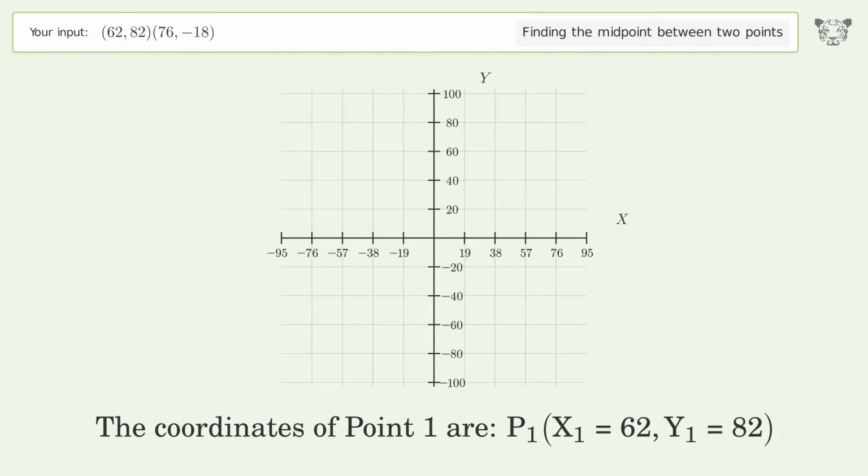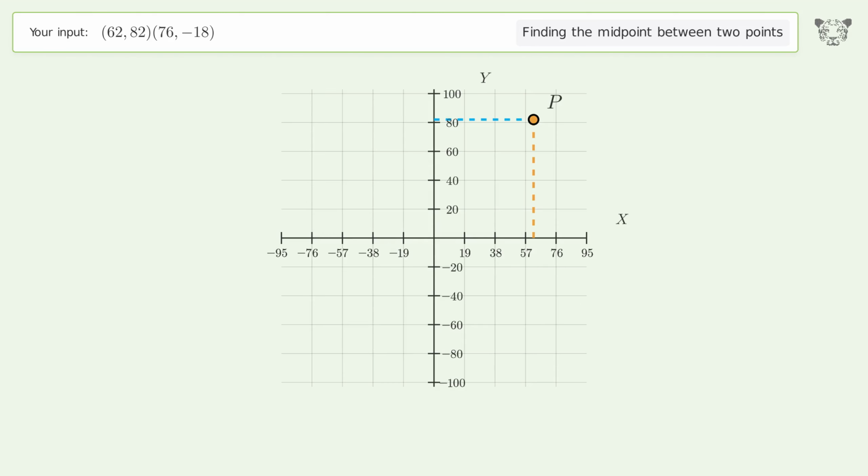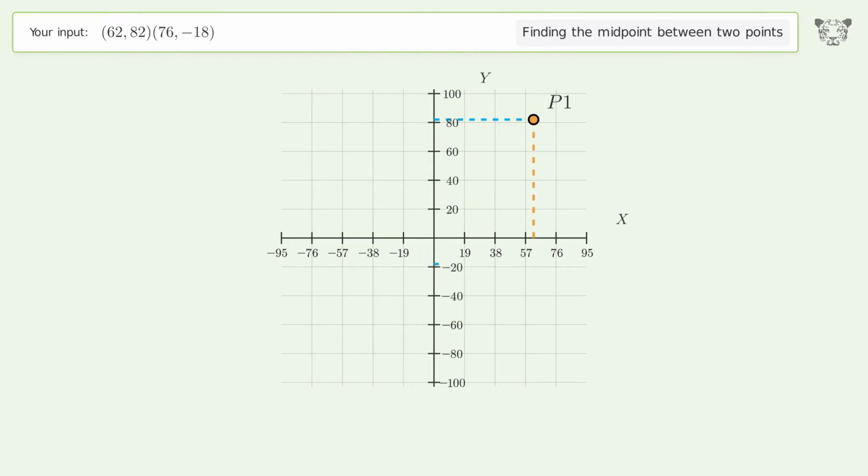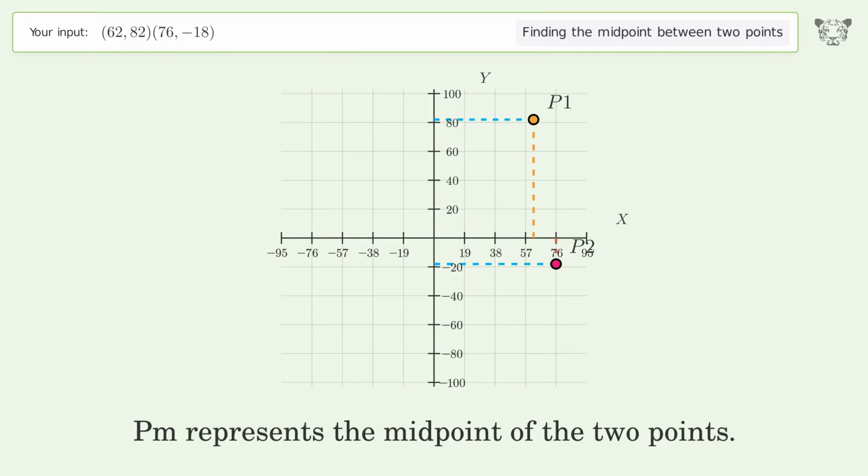The coordinates of point 1 are x1 equals 62, y1 equals 82. The coordinates of point 2 are x2 equals 76, y2 equals -18. PM represents the midpoint of the 2 points.